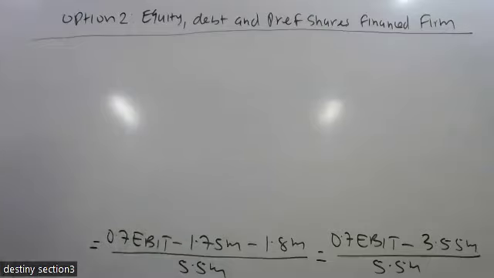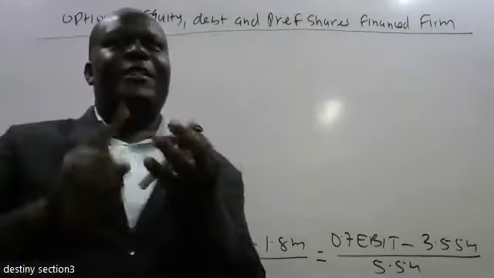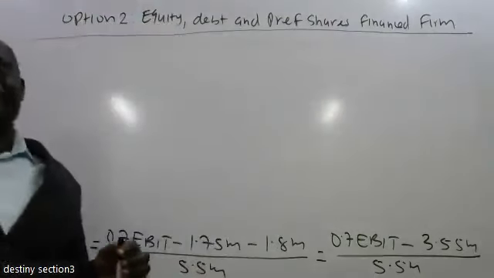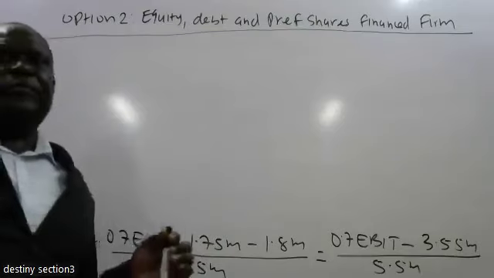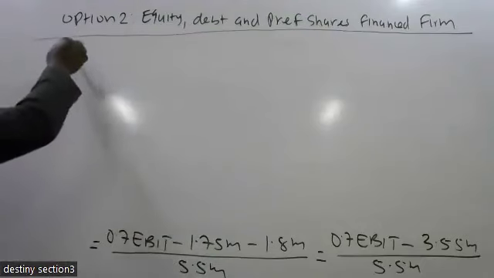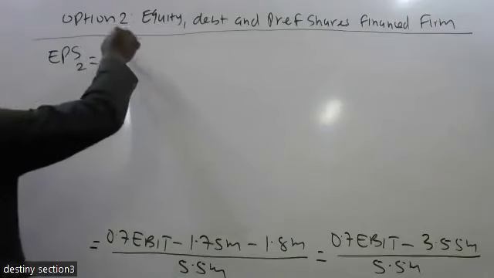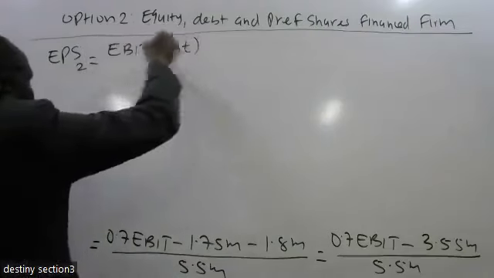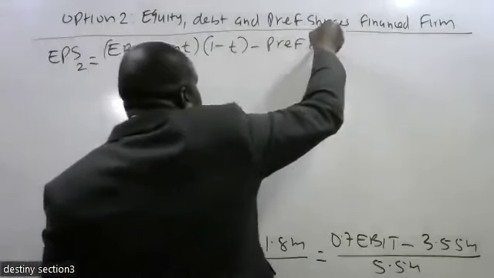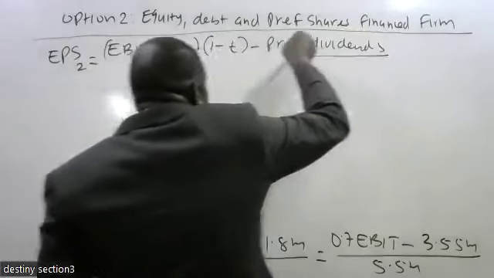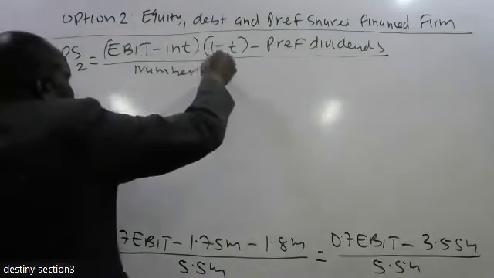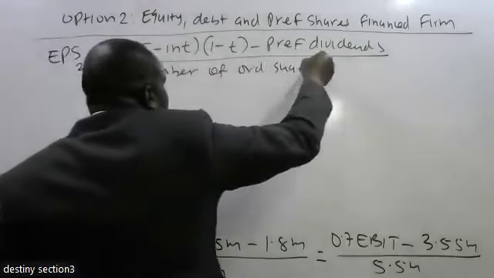For option 2, the firm still remains equity, debt, and preference shares financed. As you check the first capital structure, that is what determines whether it is equity, debt, and preference shares financed. So earnings per share for option 2 will be given by earnings before interest and tax. We subtract interest, then also minus the preference dividends, then divide by the number of the ordinary shares.